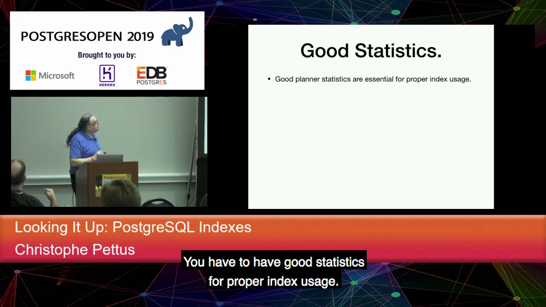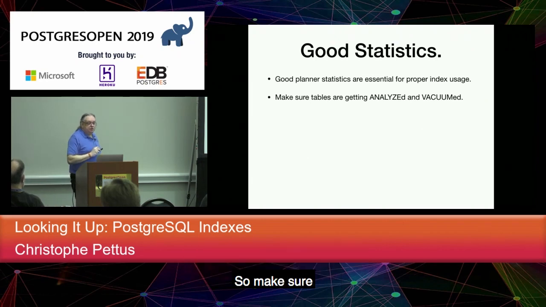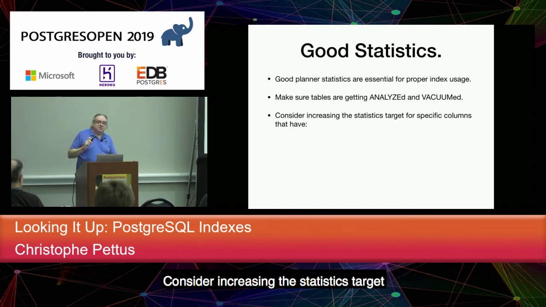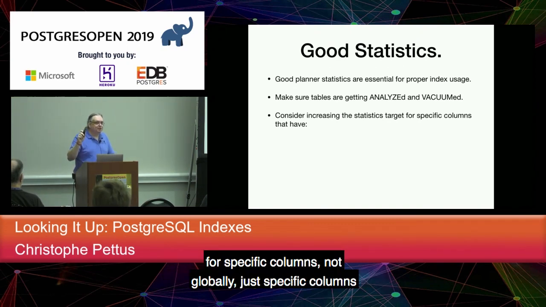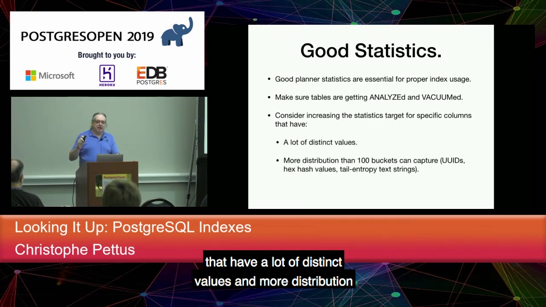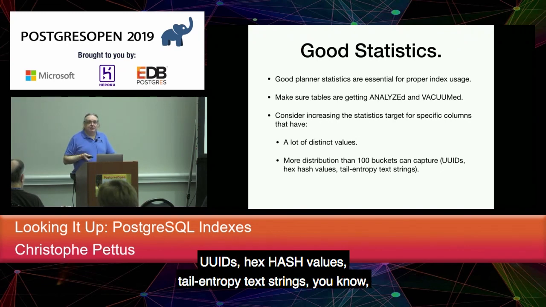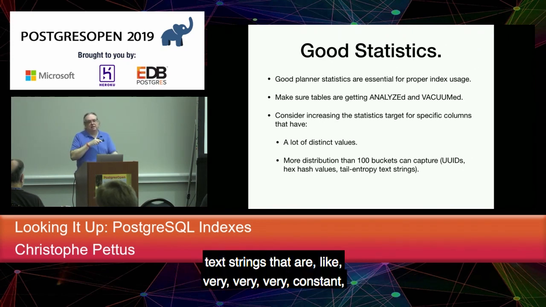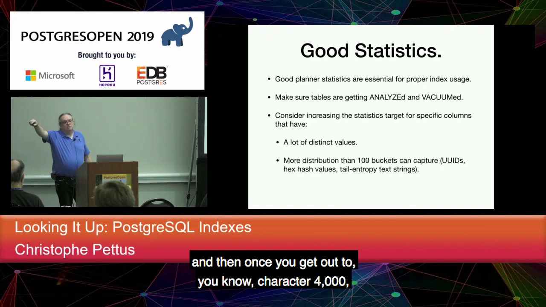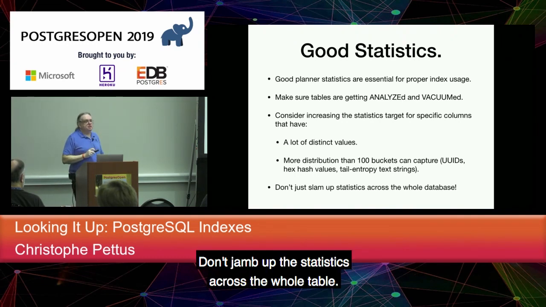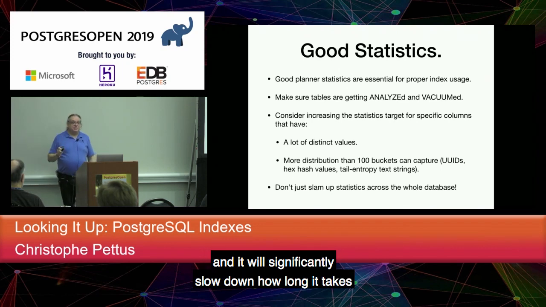You have to have good statistics for proper index usage. So make sure that tables are getting analyzed and vacuumed properly. Consider increasing the statistics target for specific columns, not globally, just specific columns that have a lot of distinct values and more distribution than 100 buckets, which is the default, can capture. UUIDs, hex hash values, high-entropy text strings, text strings that are very constant, and then once you get out to character 4000, it starts getting really random. Don't jam up the statistics across the whole table. You won't get that much advantage out of it, and it will significantly slow down how long it takes to analyze the database.